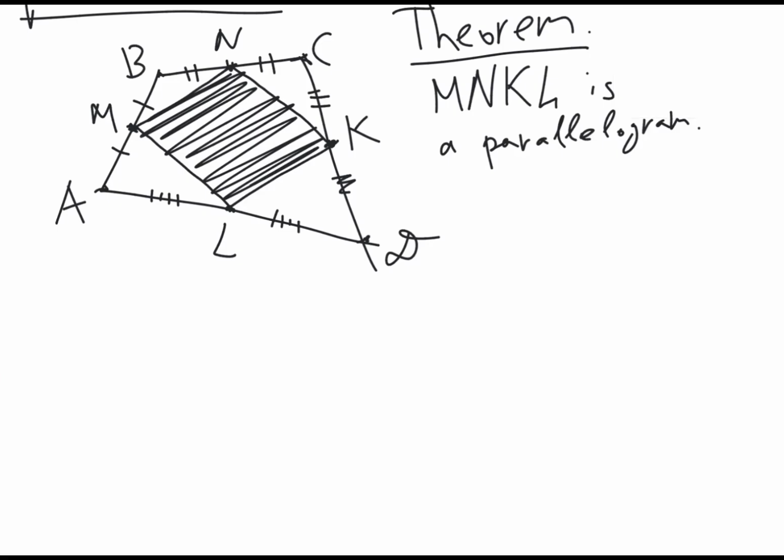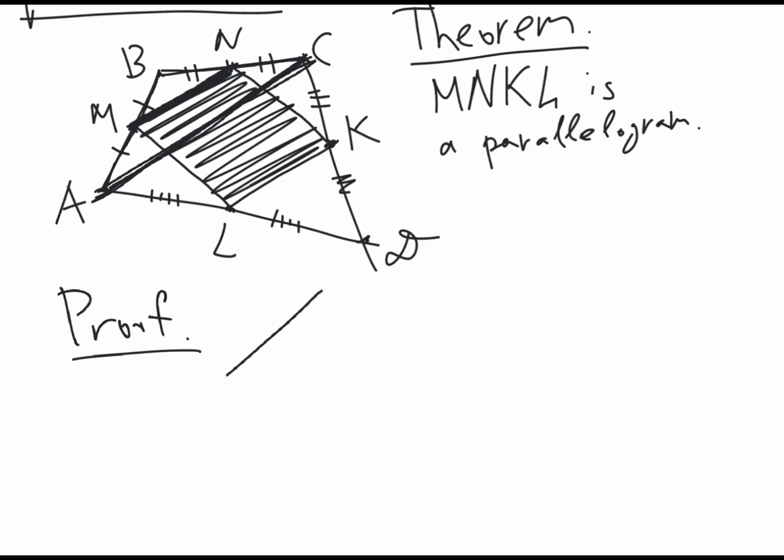So basically the proof is quite simple. Let's consider the diagonal AC and the triangle ABC, right? In the triangle ABC, MN is a line connecting the midpoints of two sides of the triangle, and we know that such a line is parallel to the side of the triangle, and it is equal to half of this side.